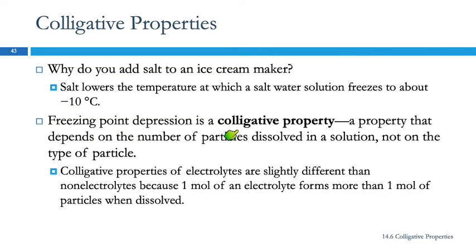And this is one of several colligative properties. And colligative properties depend on the number of particles that are dissolved, not the kind of particle. It's just the number of the particles. And we'll see that colligative properties for electrolytes are a little bit different than for non-electrolytes. Because if you have 1 mole of an electrolyte, it could form 2 moles of particles, or 3, or 4, depending on the ratio of ions in it. And so that will affect the freezing point and the other colligative properties more.